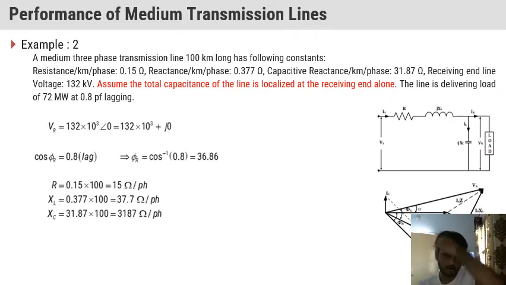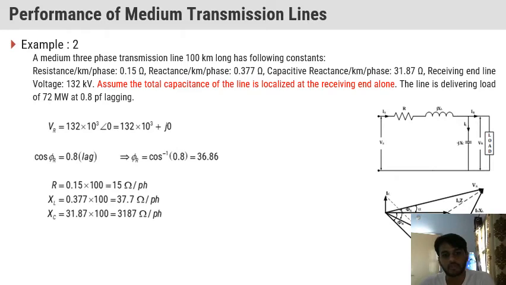Every question has only one thing to find out, which is the sending end voltage, and we have all the receiving end parameters and currents. Now one by one, just like previously, we see how we can calculate all the values and currents. So here in this part we put the value VR equal to 132 into 10 raised to 3 at an angle of 0. Then we have cos phi r. We have the R value, XL value, and XC value.